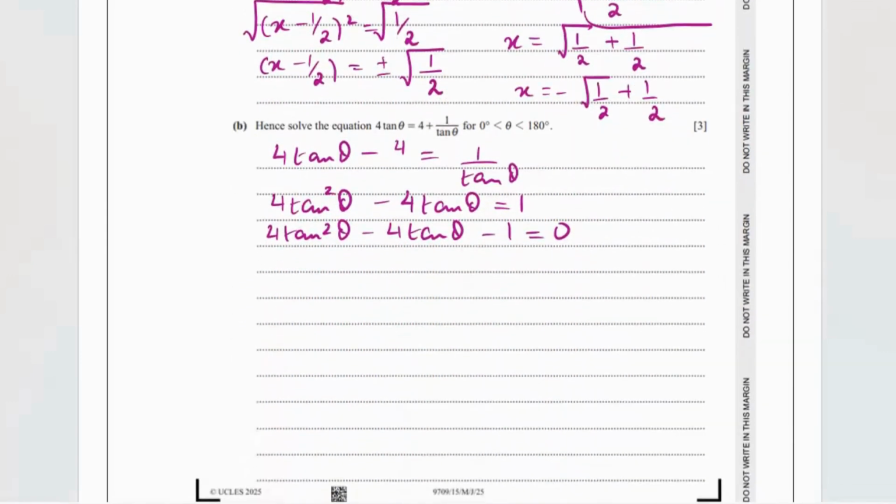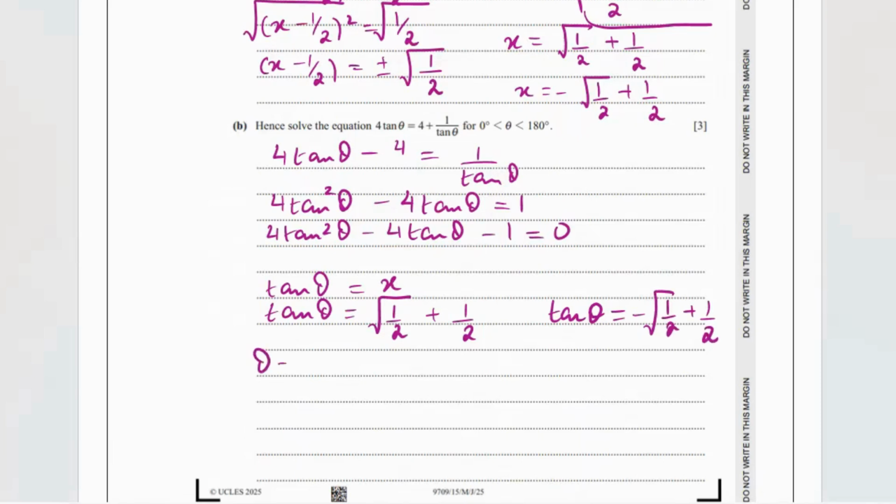So to find the value of theta over here, tan theta equals x, which means tan theta equals positive root 1 over 2 plus 1 over 2, and then tan theta also equals negative root of 1 over 2 plus 1 over 2. So theta is going to be tan inverse of these two.